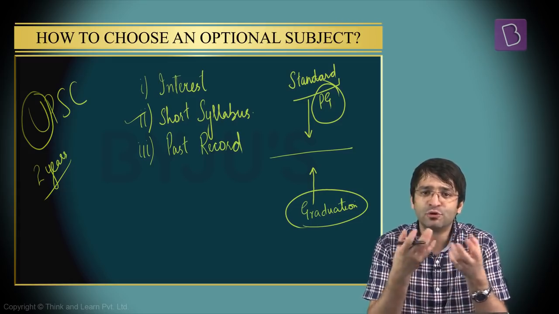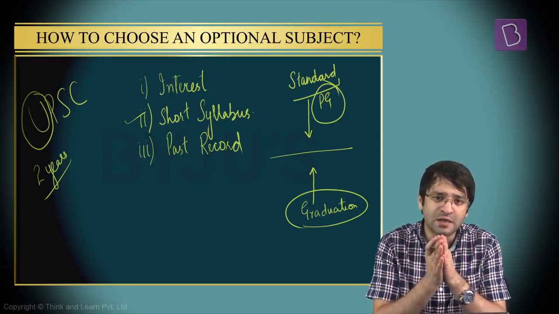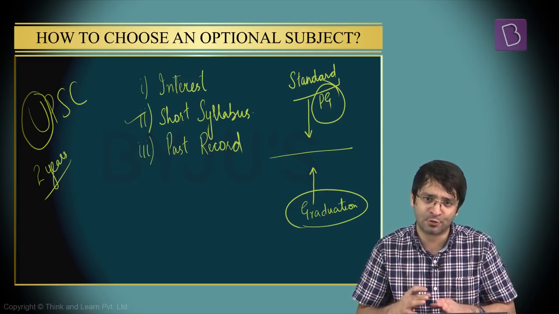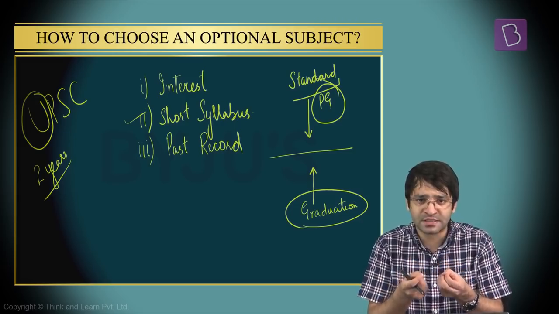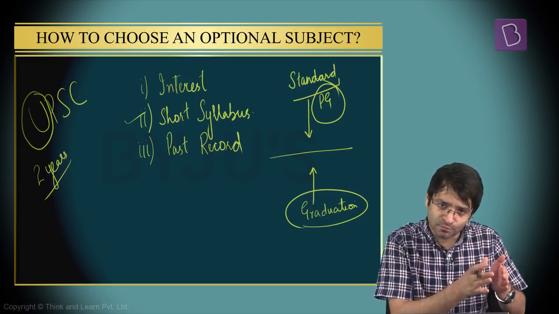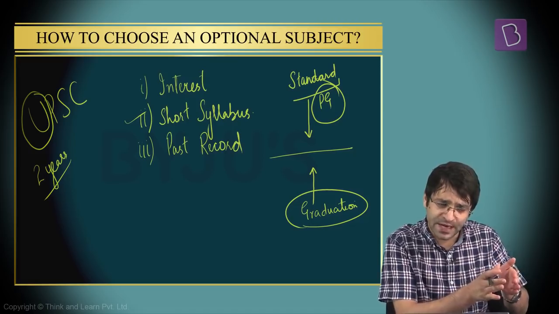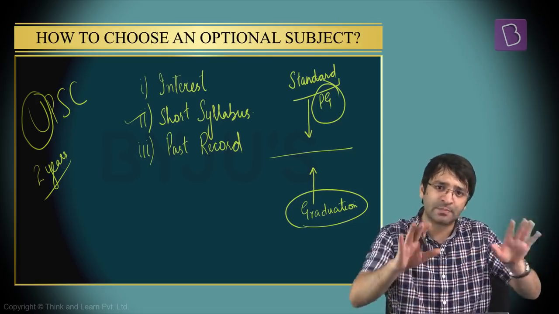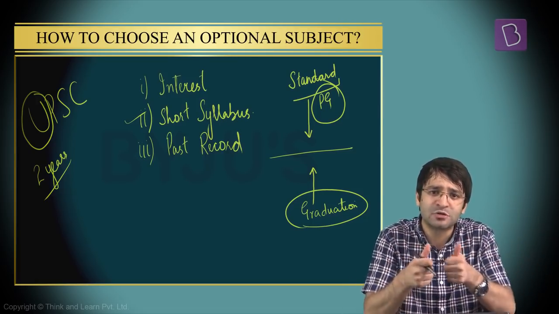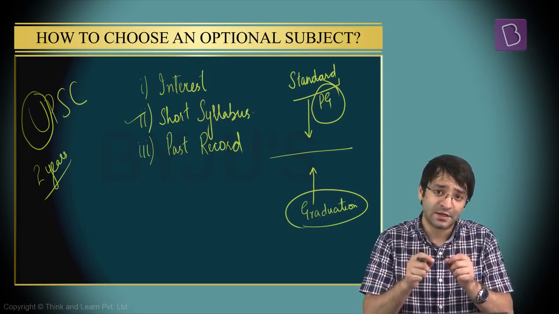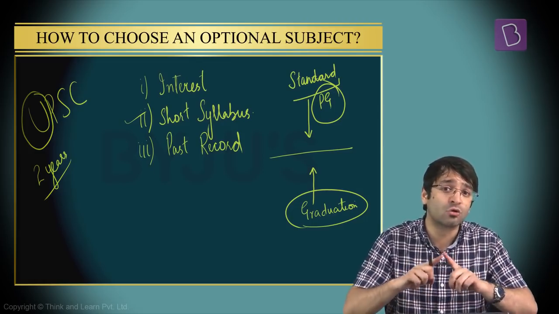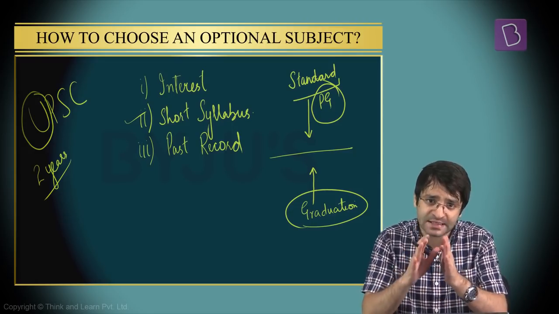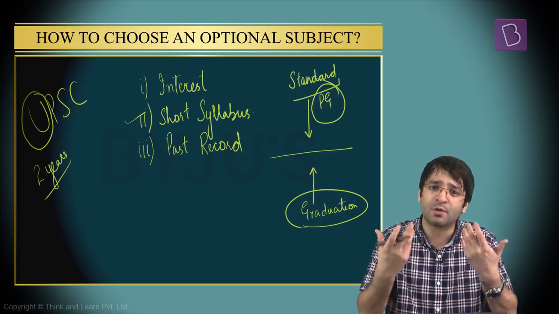Because ultimately, why do you choose an optional? You don't have to conduct researches in that optional subject. You don't have to publish papers in that optional subject. You are choosing this optional subject so that you can get good marks in excess of 275, closer to 300, so that you can see your name in the list released by the UPSC, because you ultimately want to clear this examination. So for that, you have to choose an optional which is scoring as well. The past record of that optional should be scoring, and that is how you can decide upon your optional subject.